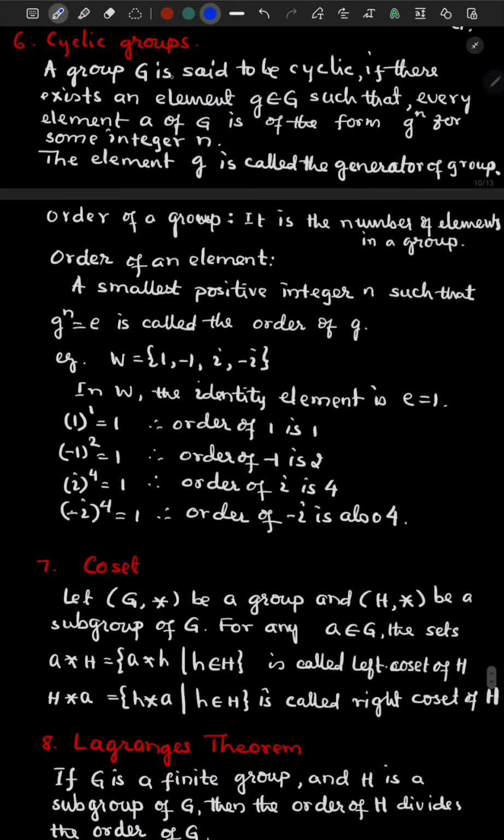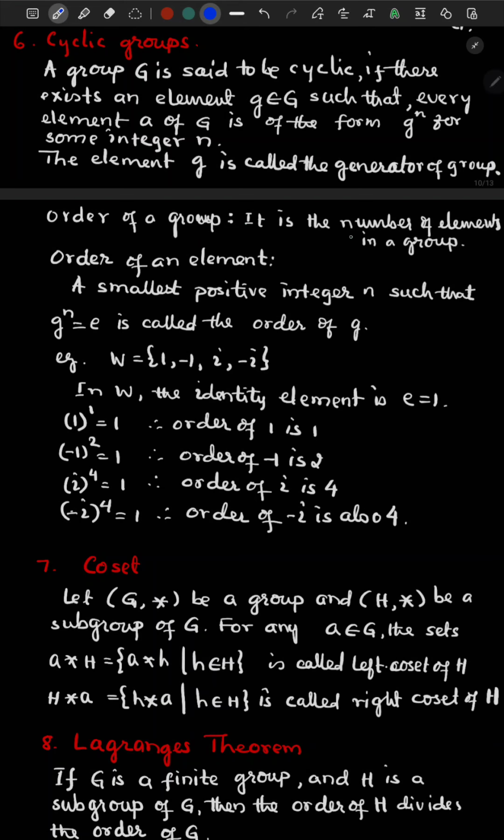Cyclic group. A group G is said to be cyclic if there exists an element g belonging to G such that every element of G is of the form g power n for some integer n. The element g is called the generator of the group. This definition will be clear when we see one particular example.